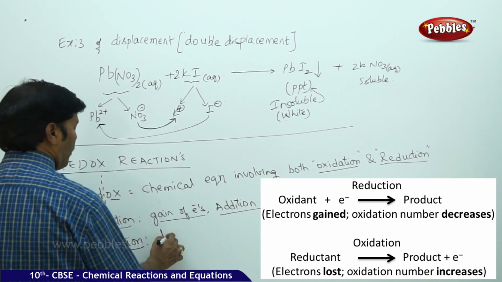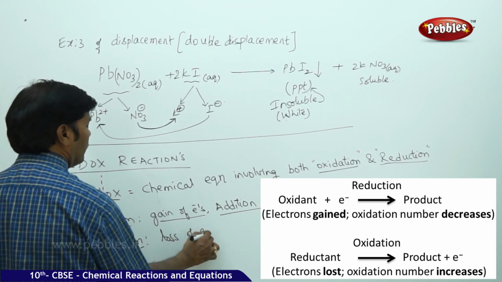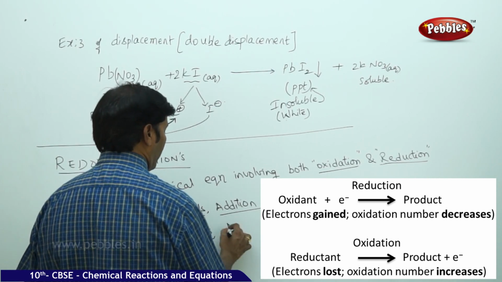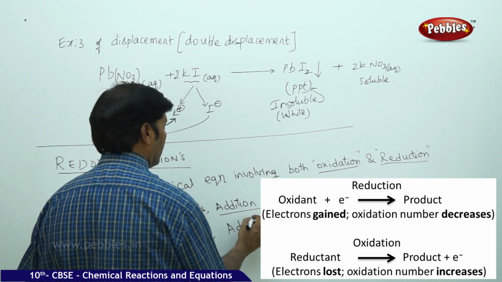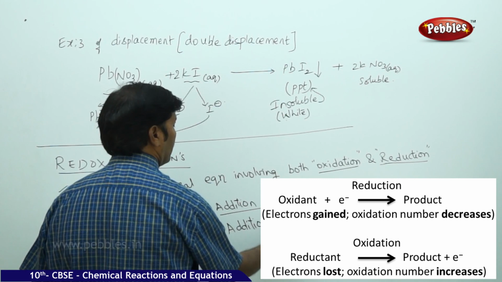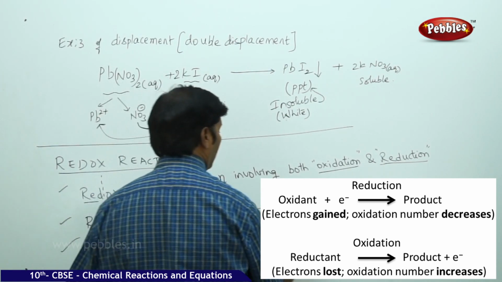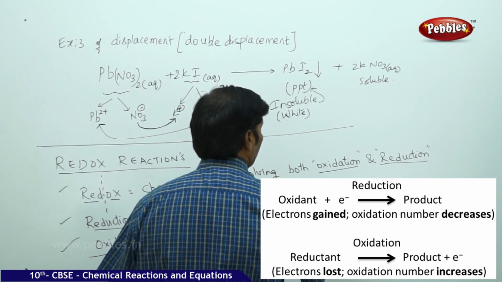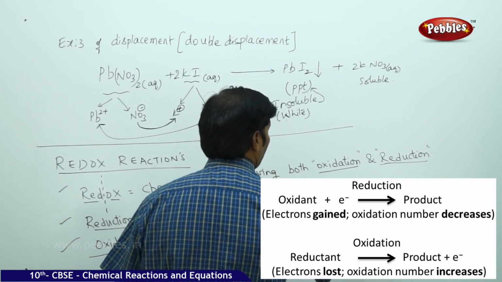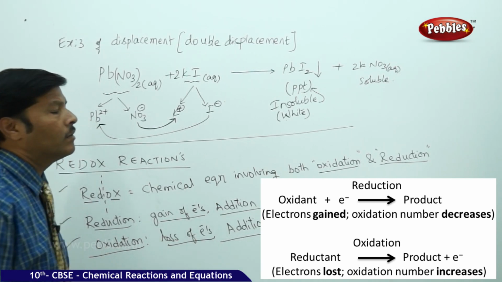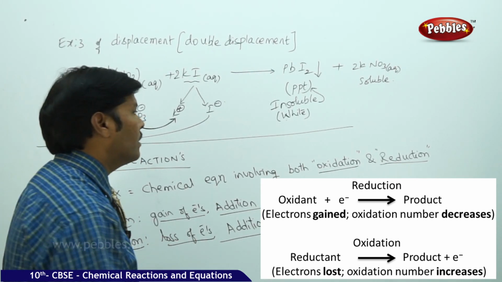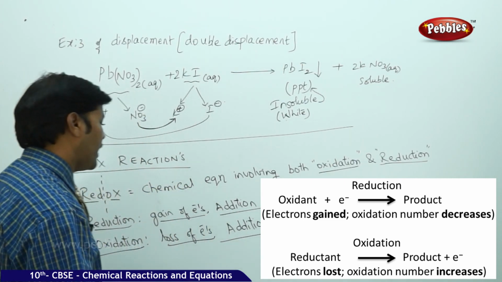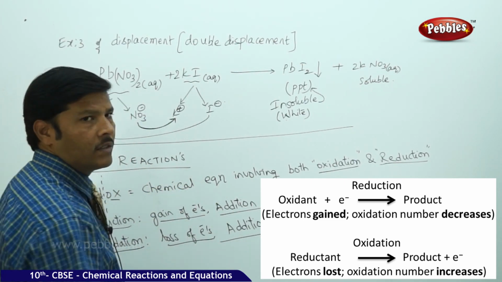Go for oxidation. Oxidation is loss of electrons, addition of oxygen, also called de-electronation. So here, if you take reduction and oxidation, a reaction can involve both oxidation as well as reduction.